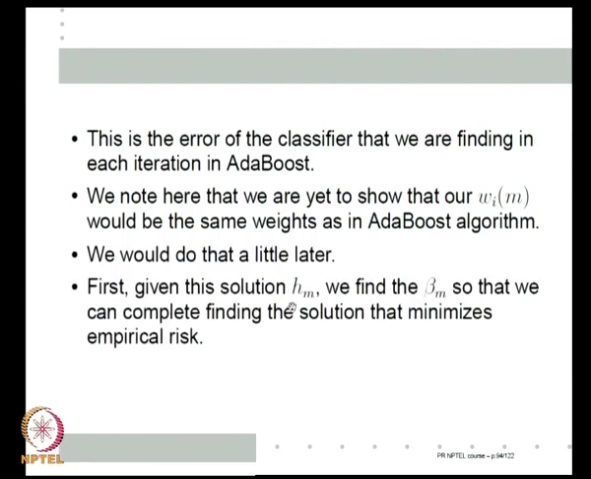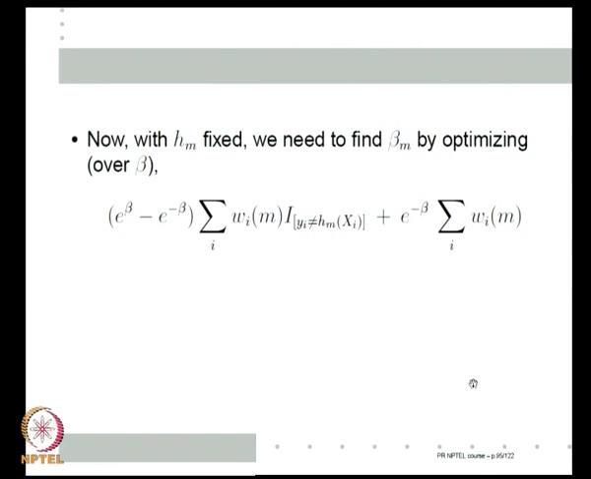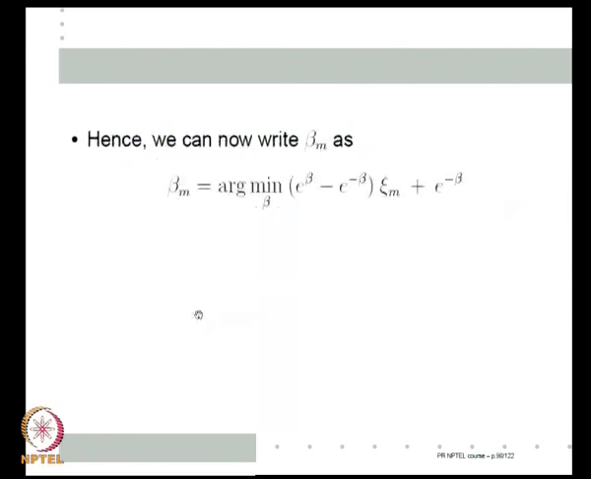But let us complete our minimization of empirical risk. To minimize empirical risk, we have to find h_m as well as beta, which we first showed that no matter what the beta value is, as long as it is positive, and we can have only positive weights. So, for any positive beta, we know how to find h_m. Now that we have found h_m, with this h_m, we have to find the best beta, that will be my beta_m. So, with the given h_m, we need to find beta_m to optimize over beta. So, what do I have to optimize?